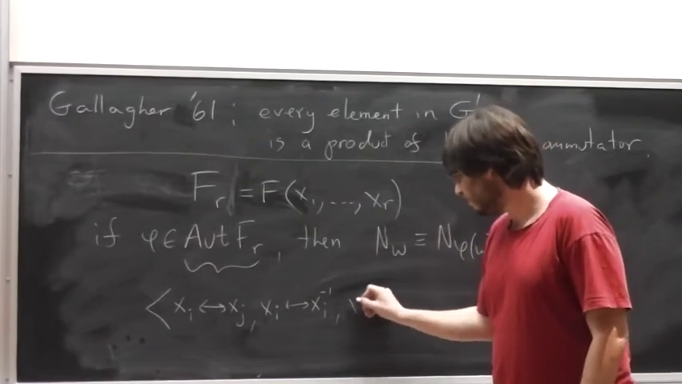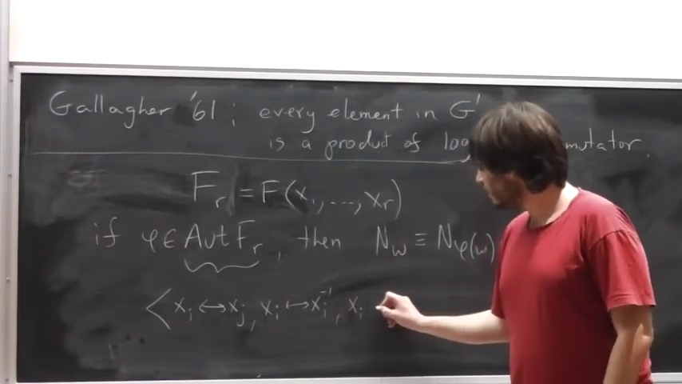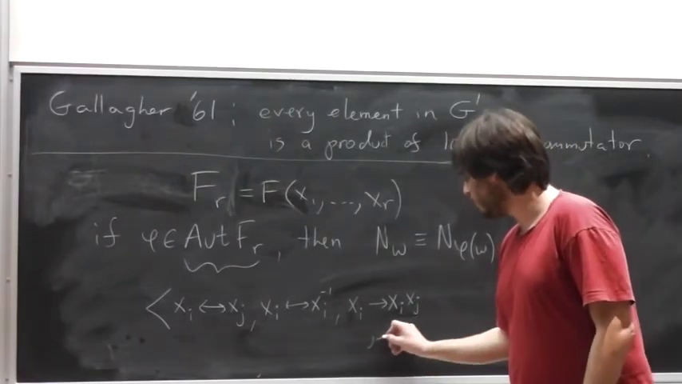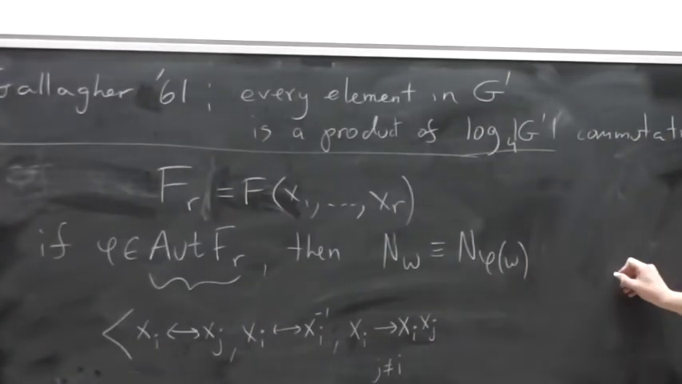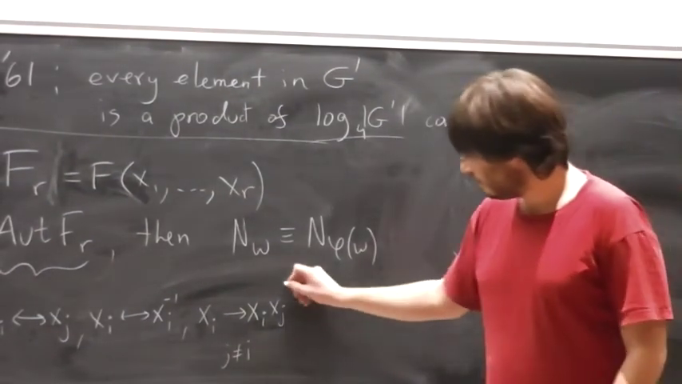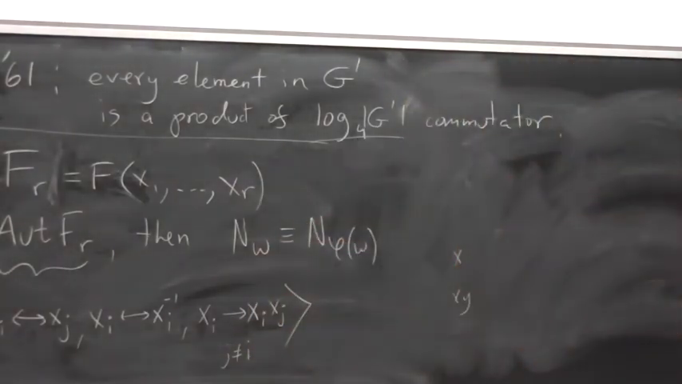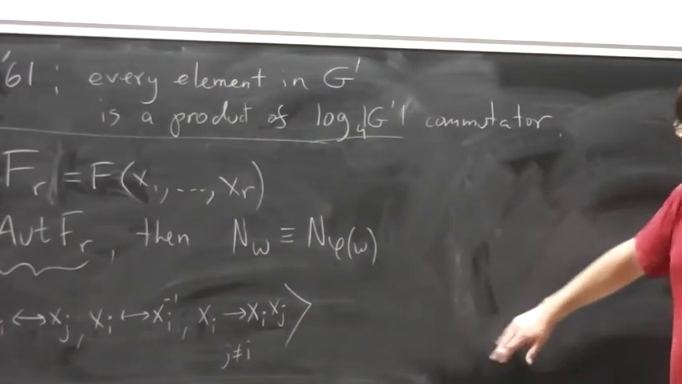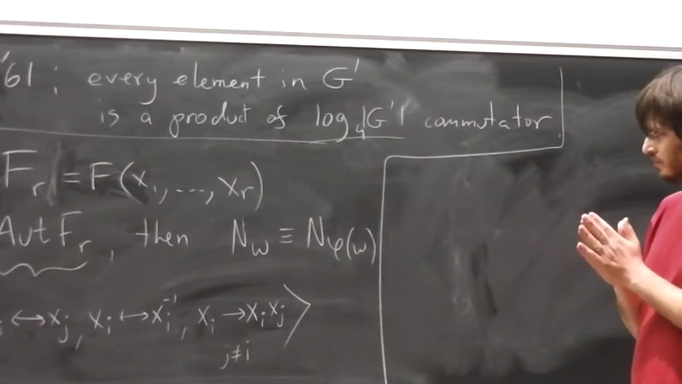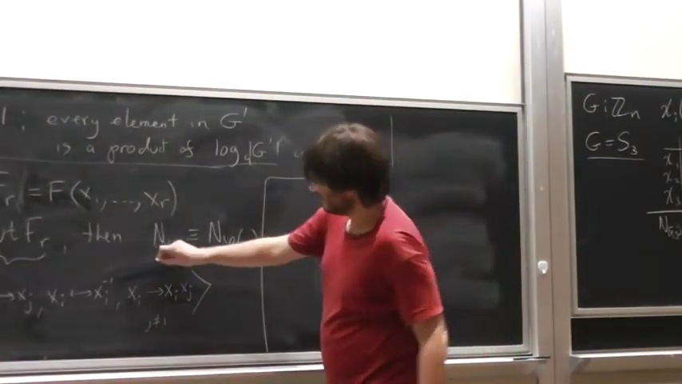And the interesting one here is to take x_i and change it to x_i x_j for some j different from i. It means that whenever you have x in the word, now write xy. And that's it: these transformations generate all the automorphisms. So now the question goes the opposite way.